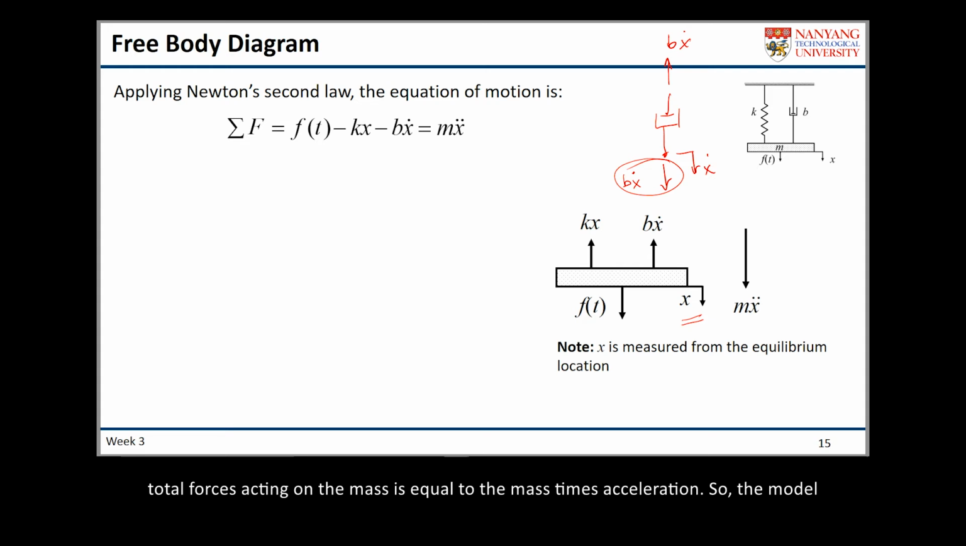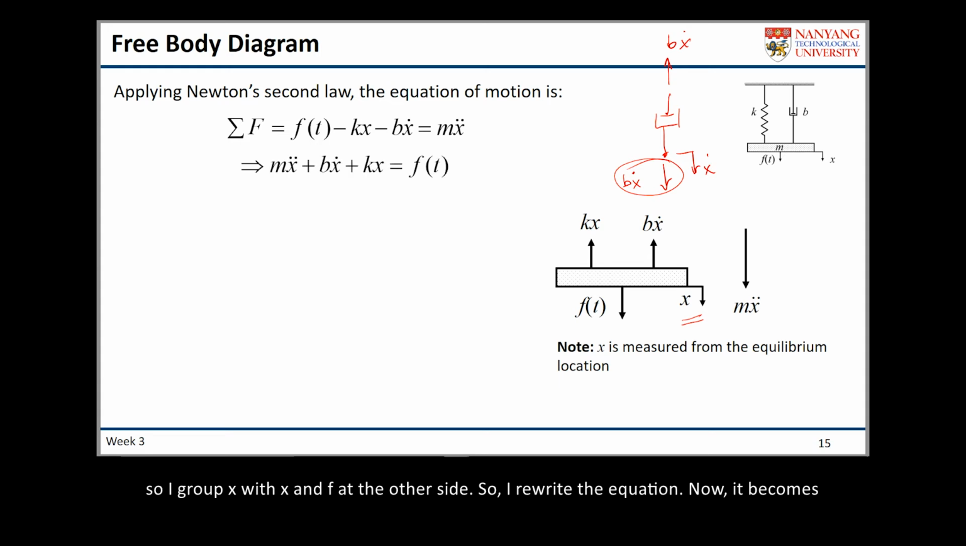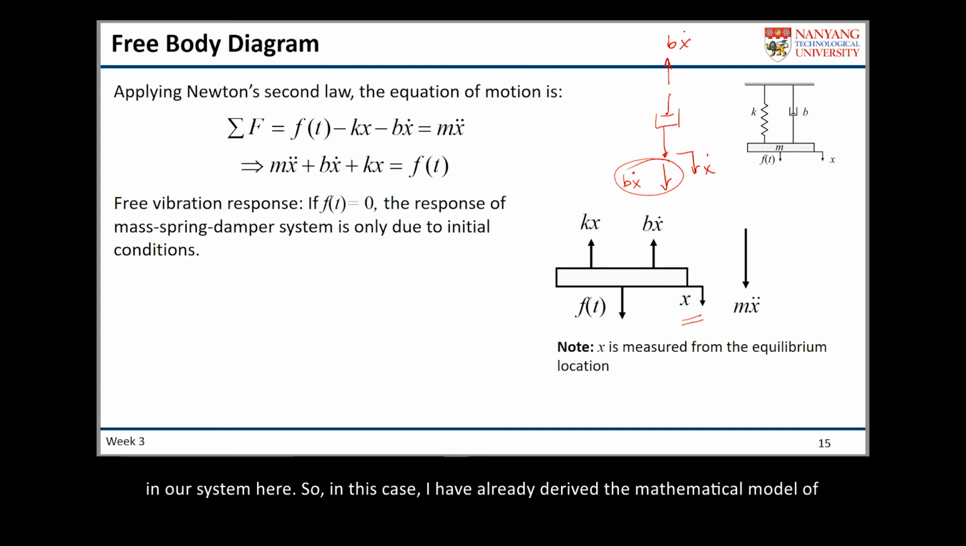Okay. So the model is more or less finished here. Now I just have to manipulate this mathematical equation. So I group x with x and f on the other side. So I rewrite the equation. Now it becomes m x double dot plus b x dot plus kx is equal to f. Again, f is the input and x is the output in our system here. So in this case, we have already derived the mathematical model of the system in the form of a differential equation.